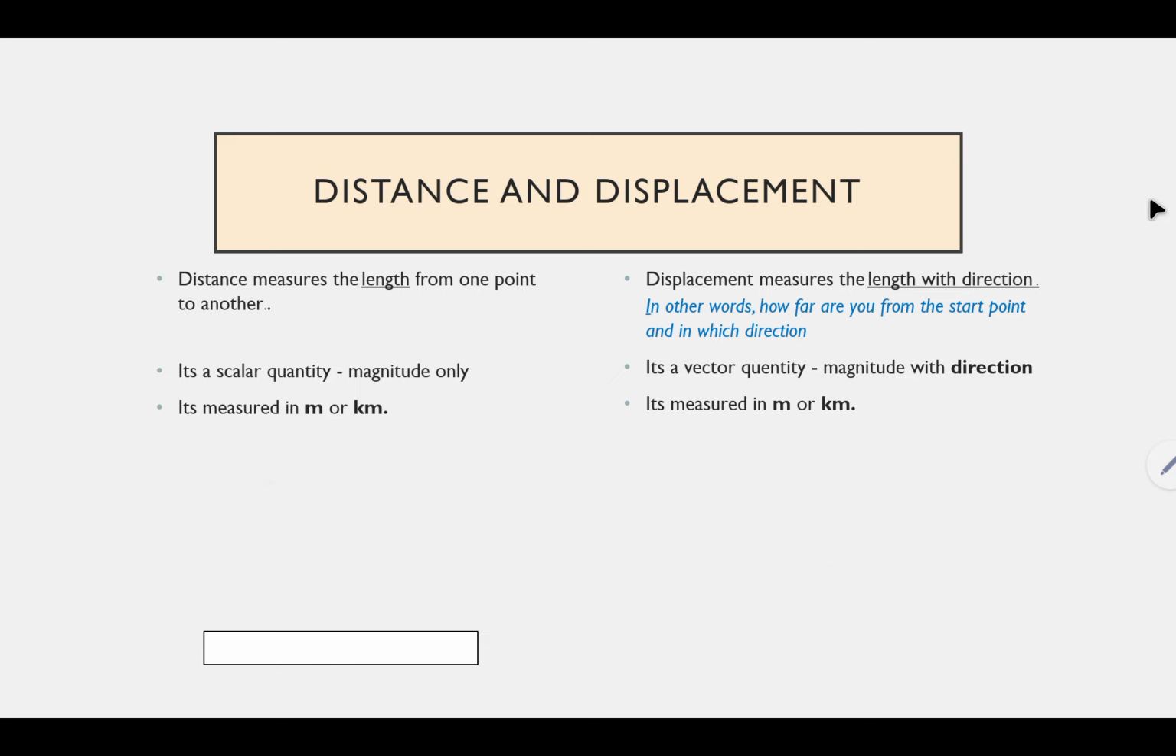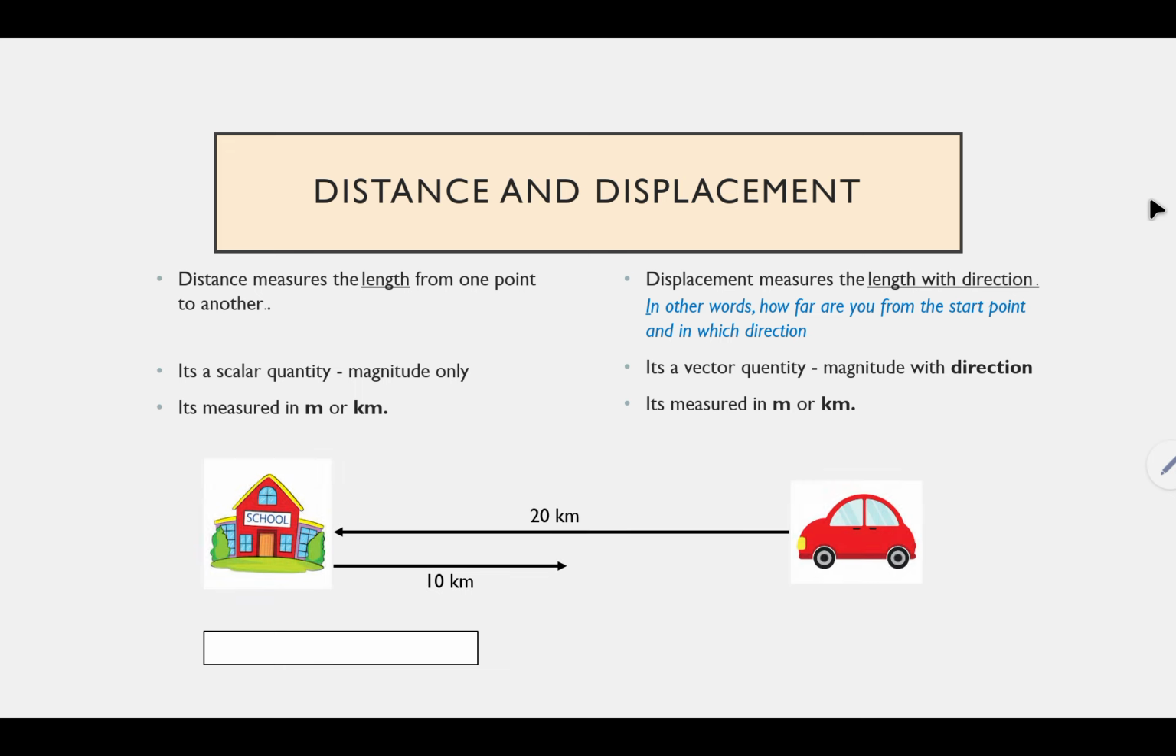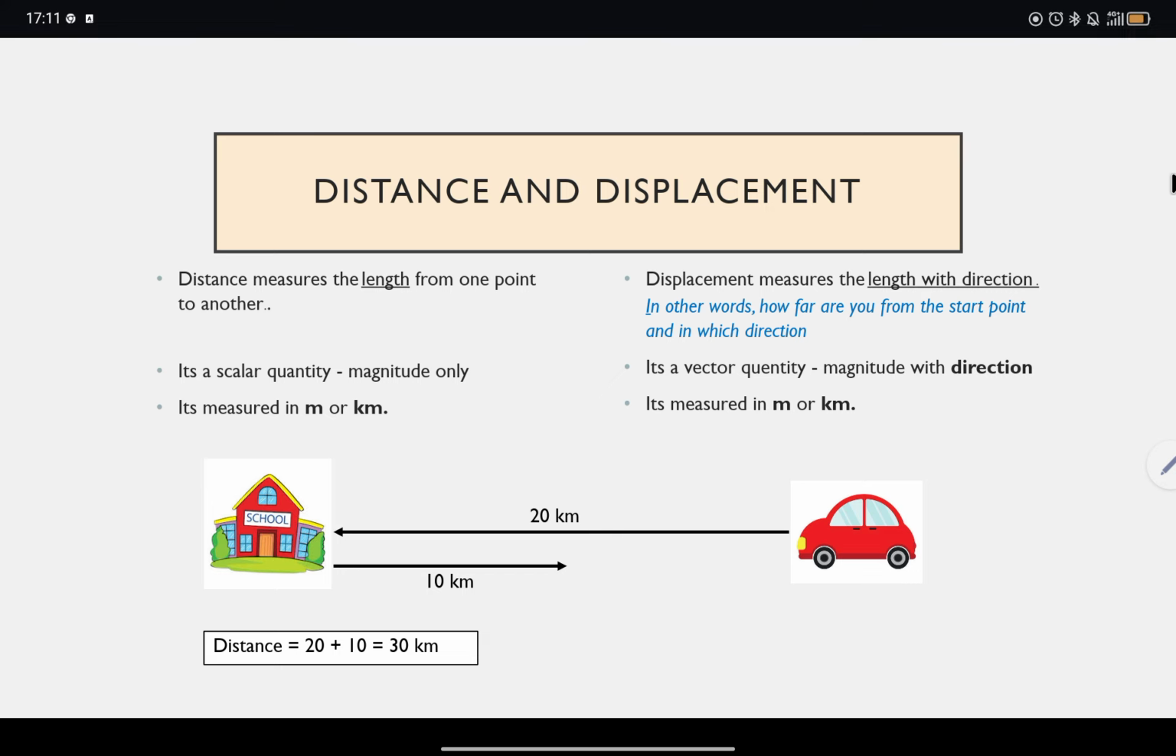why in an example. Let's say that a person was driving from their house to school, which was 20 kilometers away, and then they went back and made a stop, let's say at the supermarket, which is 10 kilometers away. If we want to measure the distance, we're going to calculate the total length from the starting point to the end point. So that's going to be 20 kilometers plus 10 kilometers. If I'm asked to get the distance, I will say the distance traveled was 30 kilometers.